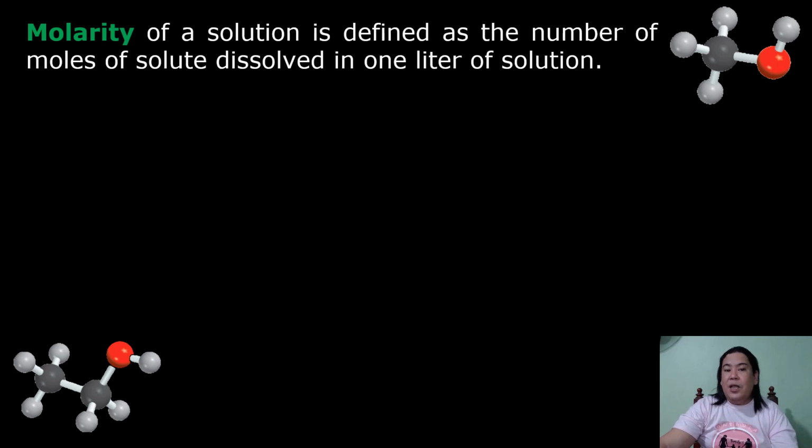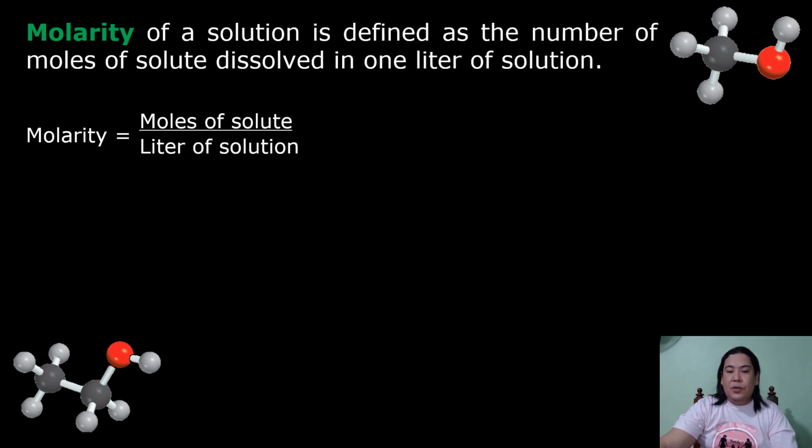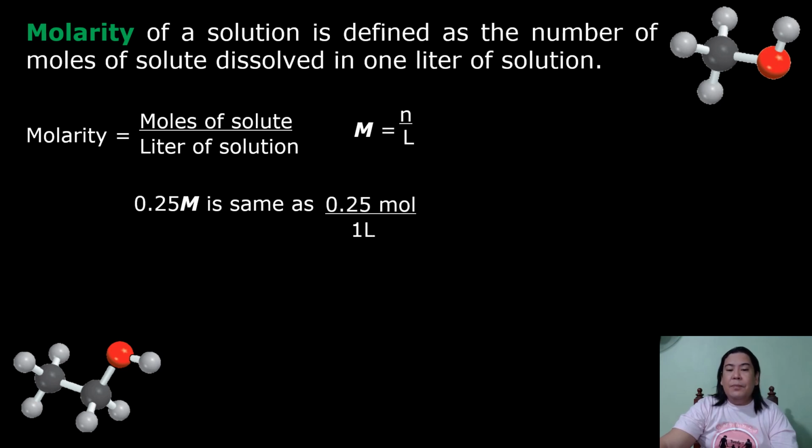Okay, so what is molarity? Molarity of a solution is defined as the number of moles of solute dissolved in 1 liter of solution. So molarity is mathematically expressed as moles of solute divided by liter of solution, or in symbol, M is equal to N over L, wherein N stands for the moles of solute. So every 0.25 M or molar is the same as 0.25 mole per liter. This is the dimensional unit of 0.25 M.